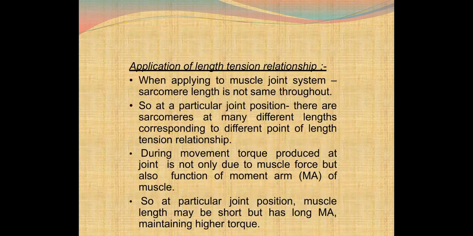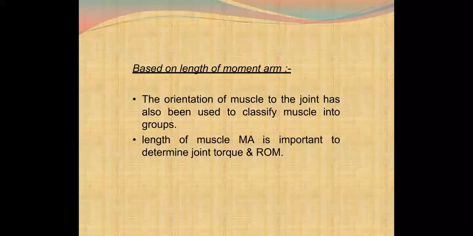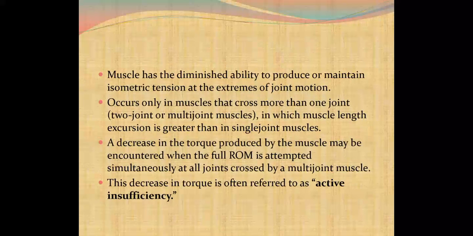So at a particular joint position, the muscle length may be short but have a long moment arm, maintaining a higher amount of torque. Based on the length of the moment arm, the orientation of the muscle to the joint has also been used to classify muscles into groups, and the length of the muscle moment arm is important to determine joint torque and range of motion. So a muscle has a diminished ability to produce or maintain isometric tension at the extreme of joint motion. It occurs only in muscles that cross more than one joint, called two-joint or multi-joint muscles, in which the muscle length excursion is greater than in single-joint muscles.